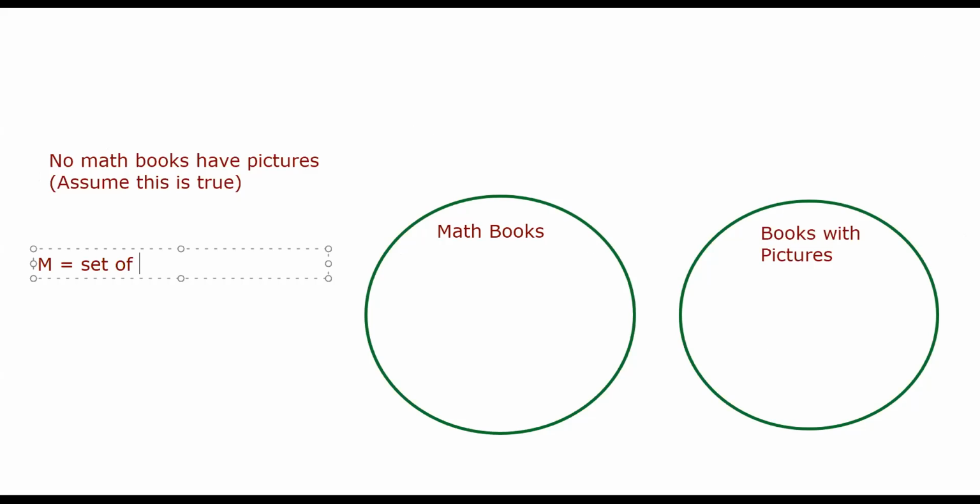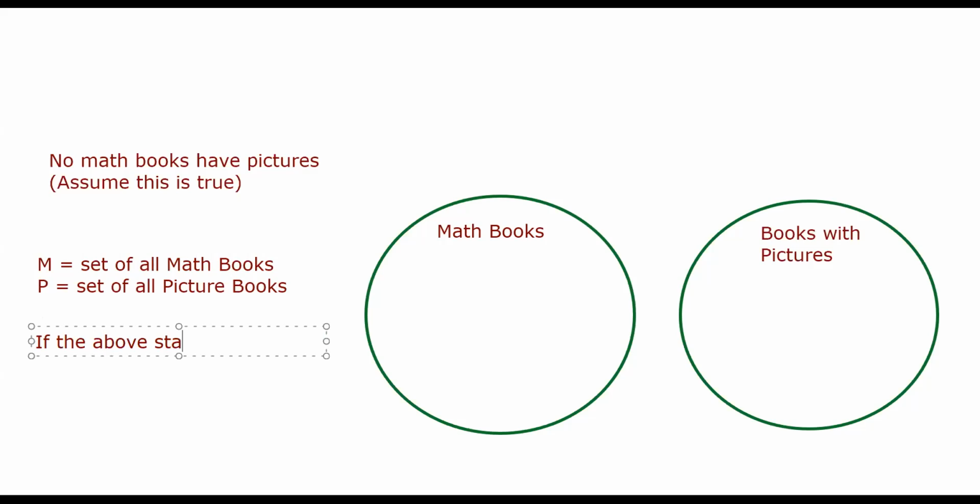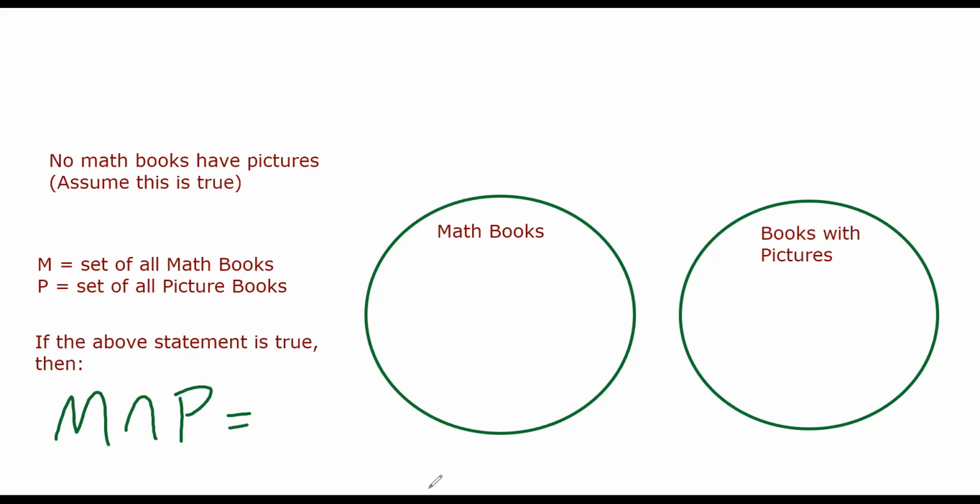Let M be the set of all math books, P be the set of all picture books. If the above statement is true, then if I intersect the set of all math books with the set of all picture books, I get the empty set. There's nothing in common. The intersection is empty. So some pretty cool stuff.